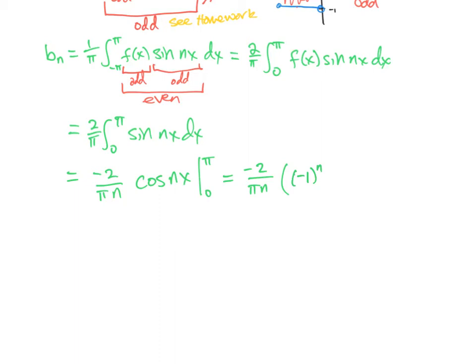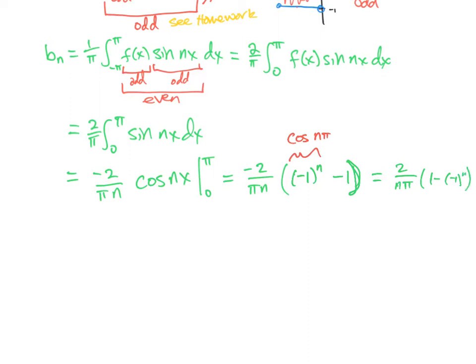Okay, so this is cosine of n pi, not nx. And then we will subtract cosine of 0, which is 1. That should be a big parenthesis there. And so we can simplify this just a smidge and cancel out that negative sign, and we get 2 over n pi times (1 minus (-1) to the n), okay?